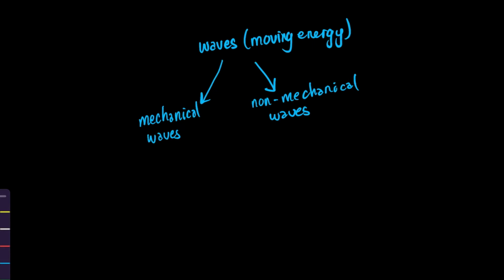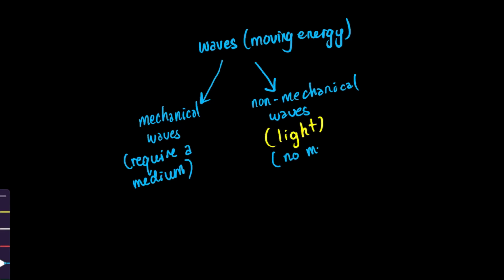So waves as moving energy, we could say that they are mechanical waves or non-mechanical waves. And in grade 12, you're going to look at a non-mechanical wave as light. We're not going to deal with that in this particular course. We're going to look at mechanical waves, which are those waves that require a medium. So that's like a material. It requires a material to have the energy travel through it. Whereas non-mechanical waves, these don't have a medium that is required.